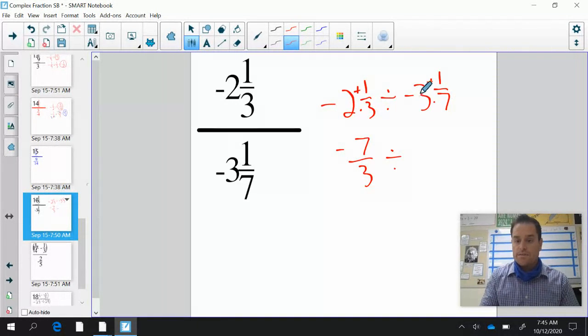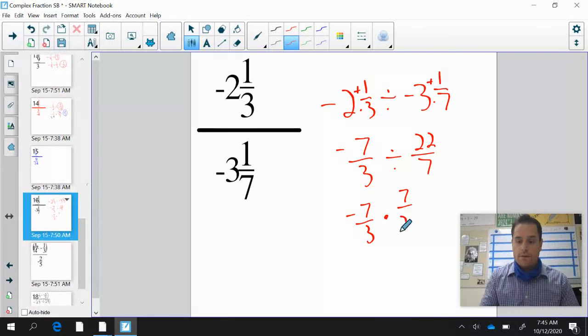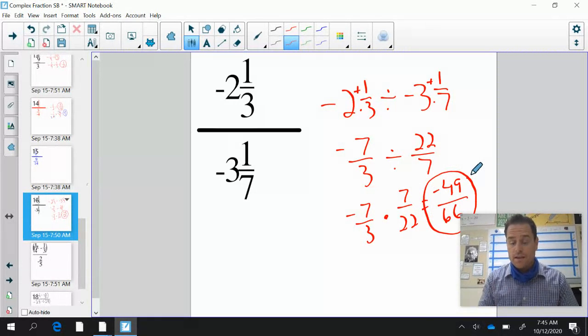Divided by 7 times 3 is 21, plus 1 is going to be 22/7. And then keep, change, flip. And then here, guys, if you notice, there's nothing you can cancel. We're just going to multiply straight across. That's a negative times a positive, and you get -49/66. Hopefully that's helpful. You're going to do keep, change, flip every time, and we'll go from there.